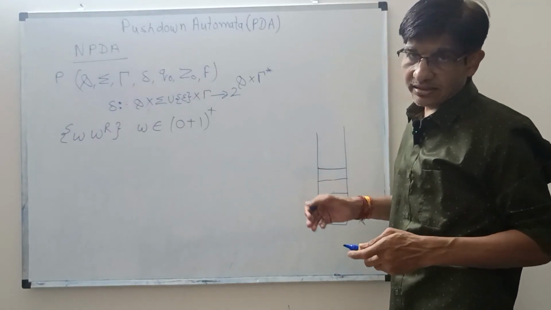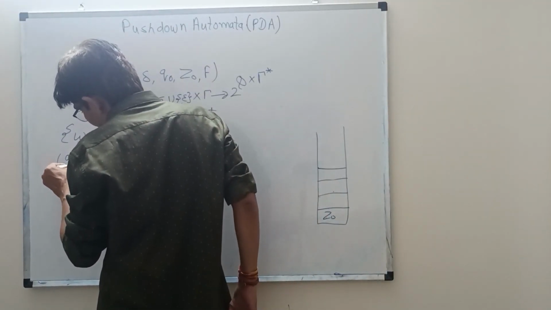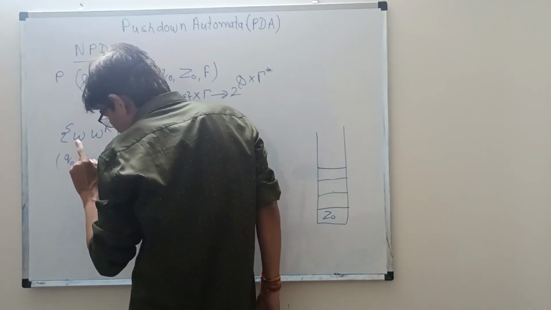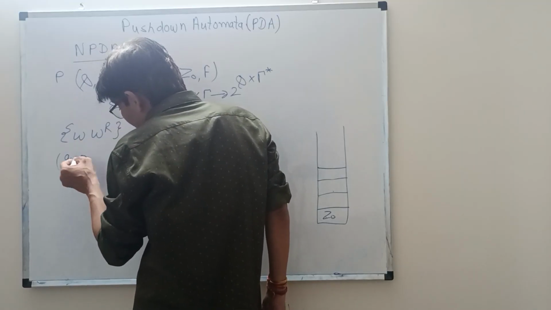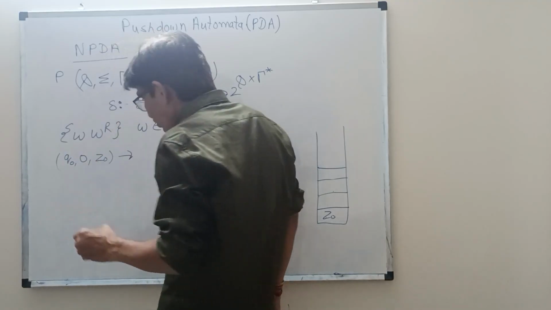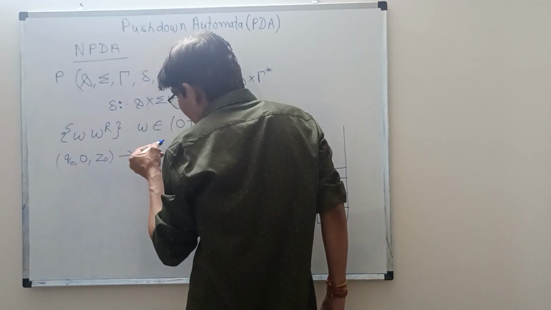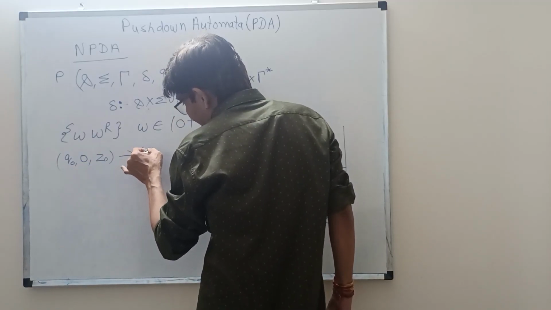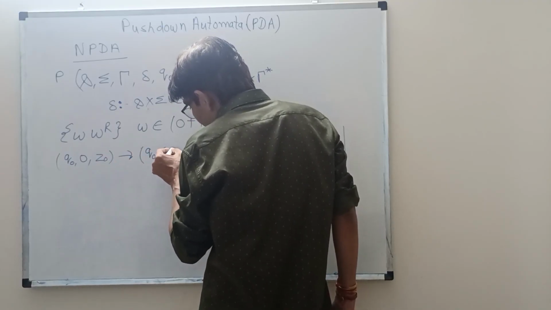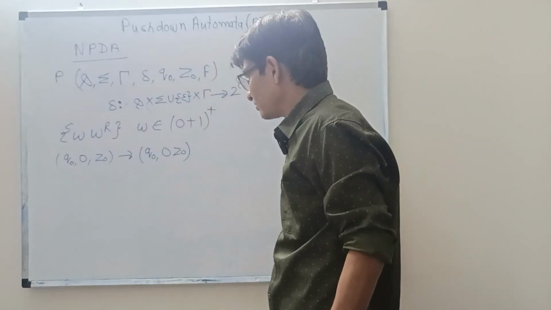So again, I can consider Q0 as the initial state. If I'm in Q0, I may read 0, the first 0. This is the first symbol I am reading, and at that time Z0 would be on the stack top. So what I need to do? I need to push 0 into the stack. So I can write here, I will stay in Q0, I will push 0 into the stack, and Z0 would stay as it is. So this would be the transition for 0.